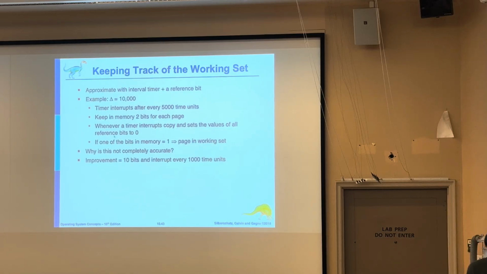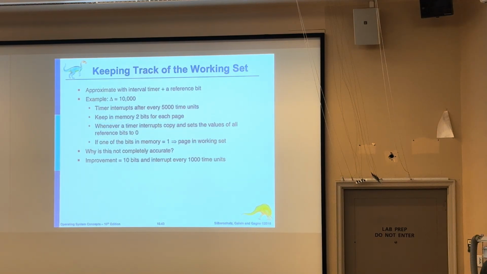During the past period of time, if the bit in memory is 1, it means that this page has been accessed during the past 5,000 time units. So all the pages that have been accessed in the past 5,000 time units form the working set during the past time period. And this is an approximation of the working set for a process.